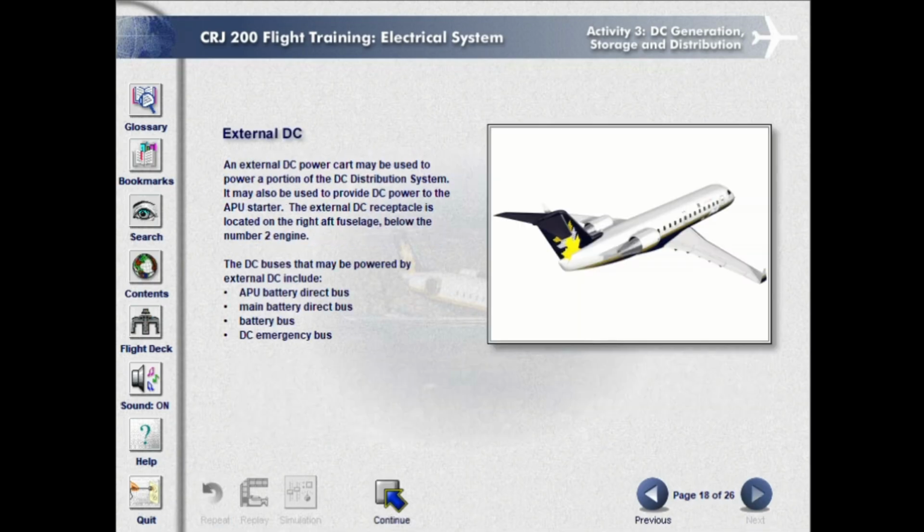External DC. An external DC power cart may be used to power a portion of the DC distribution system. It may also be used to provide DC power to the APU starter. The external DC receptacle is located on the right aft fuselage, below the number 2 engine. The DC buses that may be powered by external DC include APU battery direct bus, main battery direct bus, battery bus, DC emergency bus.